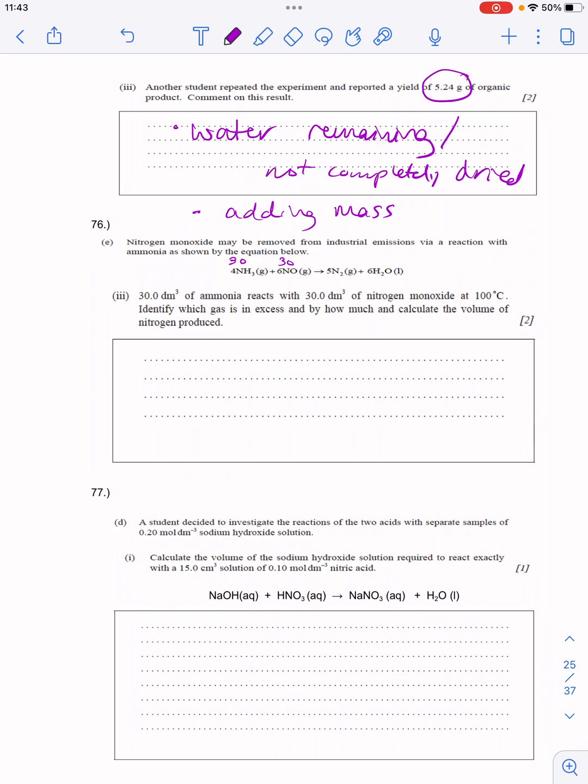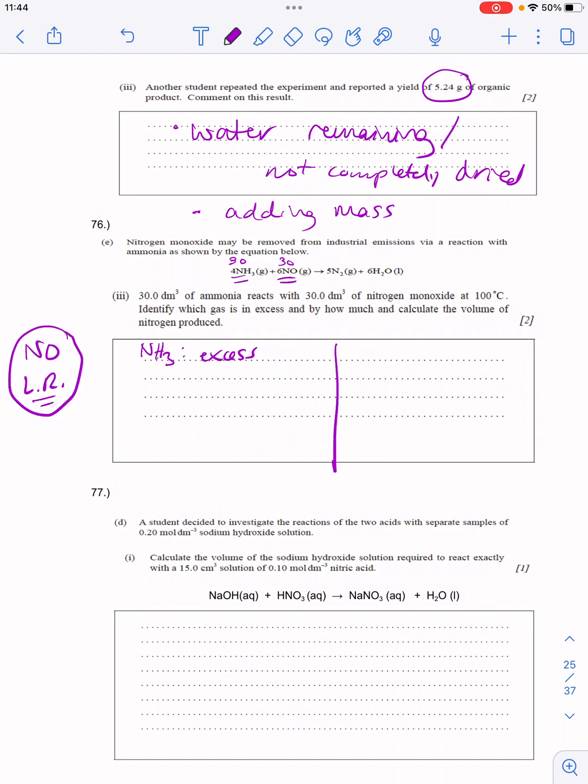Well, look at your recipe. Which one do you use more of? Well, I need to use 6 NOs compared to only 4 ammonias. So that means that I'm going to run out of the NO first. So NO is the limiting reactant. Again, I didn't do any calculation, and that doesn't mean "no limiting reactant." This stands for nitrogen monoxide is the limiting reactant. So that means ammonia is the excess reactant, because I use less of it in each batch of this reaction.